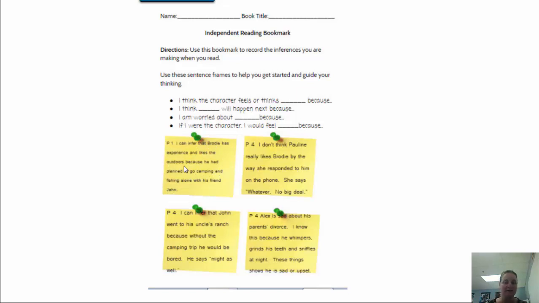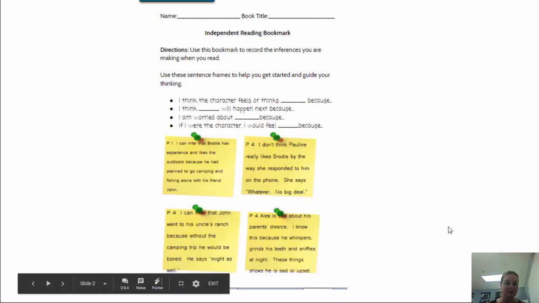So on page 1, I said I can infer that Brody has experience and likes the outdoors because he has planned to go camping and fishing with his friend John. I also made the inference that I don't think Pauline really likes Brody by the way she responded to him on the phone. She says, whatever, and no big deal. That was the one that we did together.